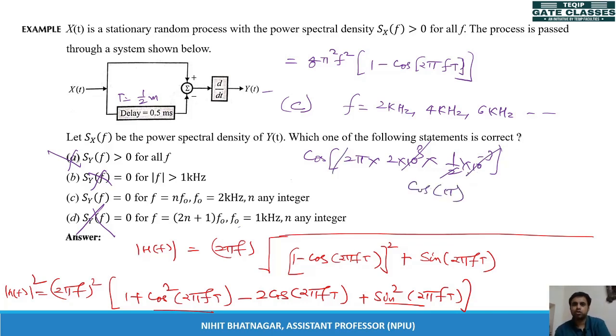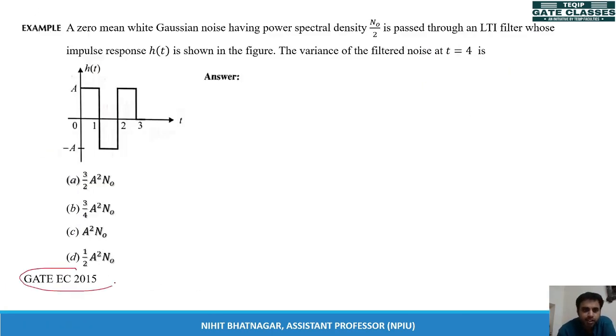You can see cos pi is equal to, it becomes cos 2 pi, because 2 is there. Cos 2 pi equal to plus 1. So by the help of this, it becomes plus 1, that's why 1 minus plus 1, that is equal to 0. So that's why option C is the correct option. C is our correct option. This question was asked in GATE ECE 2015.